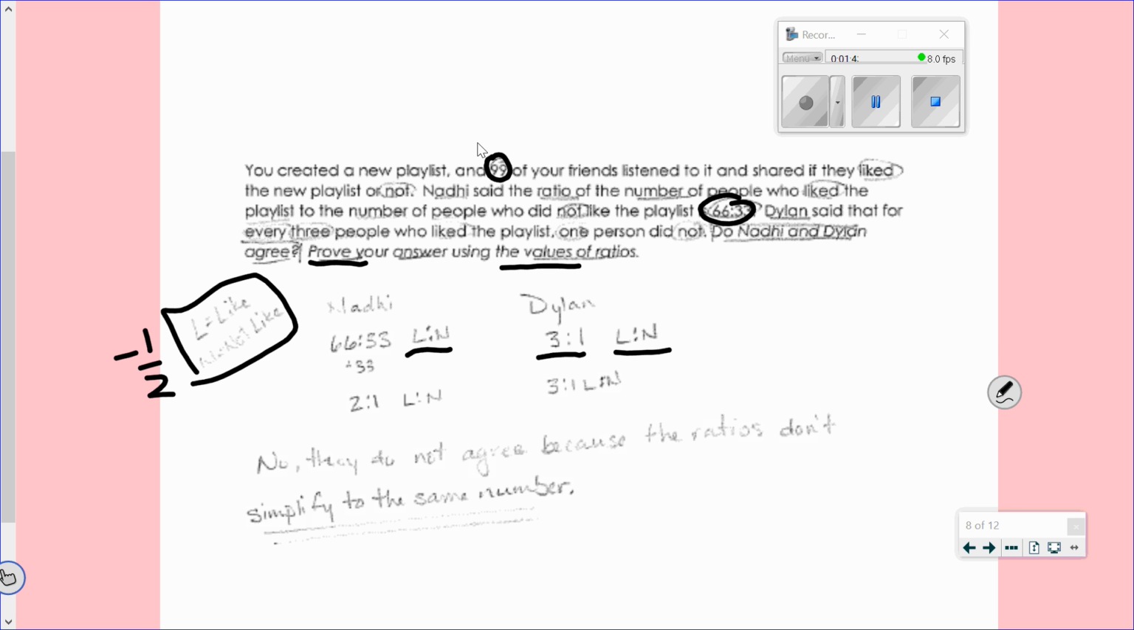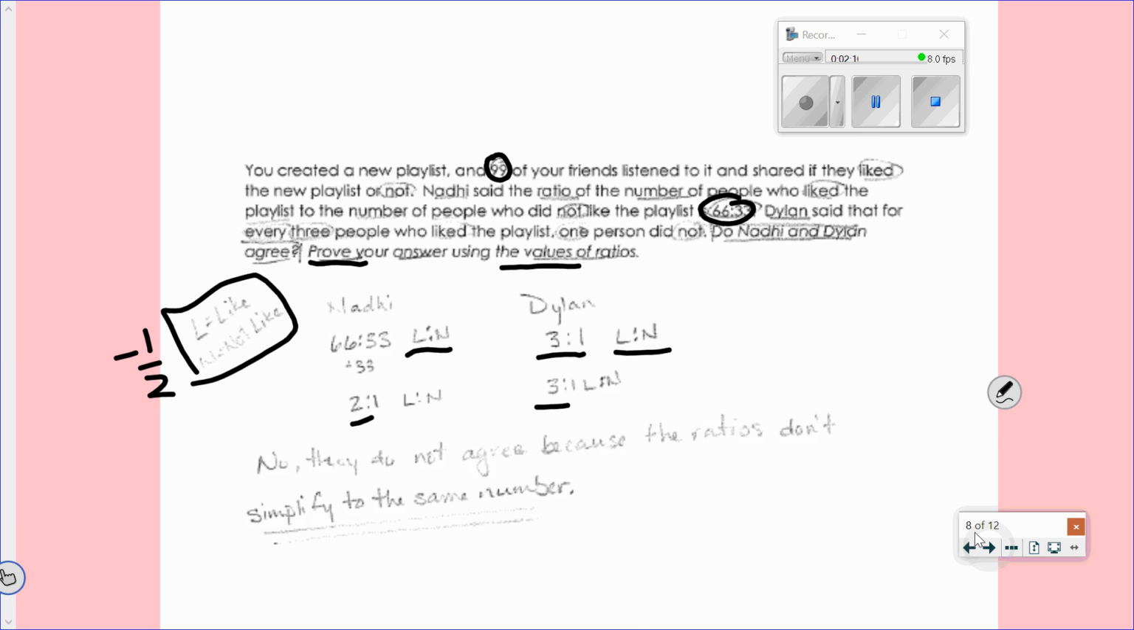No. So I simplified, and it went down to 2 to 1. 2 to 1 is not the same as 3 to 1, is it? No. So do they agree? No. So that's what we said. When we're answering the values of ratios, the values of ratios say, do they simplify to the same terms? No, they don't. So they don't agree. Does that make sense? Make sure you're answering in a full sentence, correct?